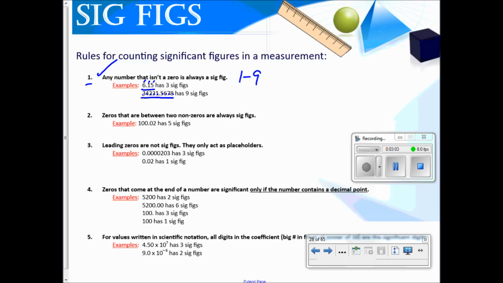So zeros that are between two non-zero numbers are always significant. So in this case, these zeros here are significant. So this has 1, 2, 3, 4, 5, because these zeros are between the 1 and the 2.